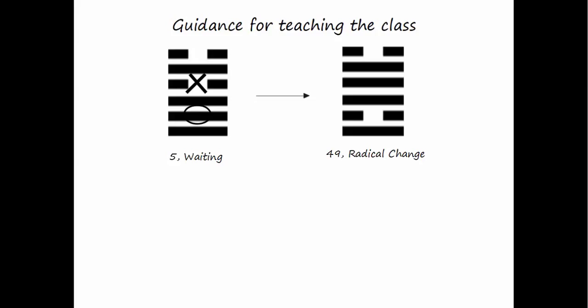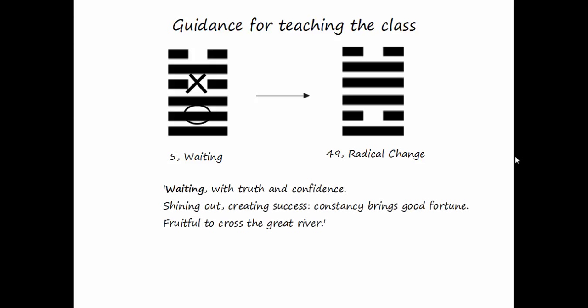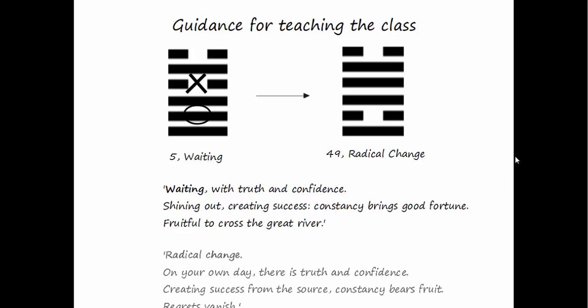So I asked, please give me guidance on how to teach this class. And the I Ching says hexagram 5, waiting, and 49, radical change. Waiting with truth and confidence, shining out, creating success, constancy brings good fortune, fruitful to cross the great river. Radical change. On your own day, there is truth and confidence. Creating success from the source, constancy bears fruit. Regrets vanish.